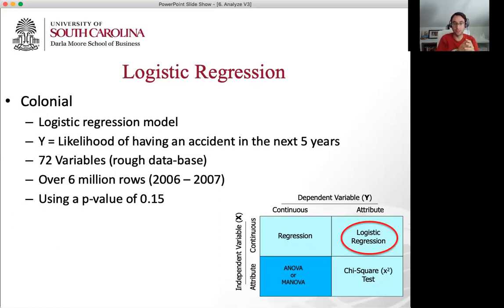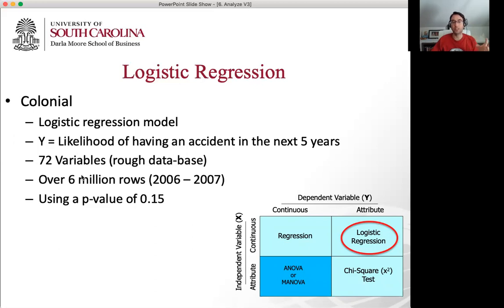It's not a purchasing decision. It actually comes from a Capstone consulting project that was done with Colonial Life. And here, what we're looking at as an insurance company is the probability of someone having an accident or not, right? So that will be the y variable, the likelihood of having an accident. So either you had an accident or you didn't have an accident, right? So 0 or 1. In the next 5 years.